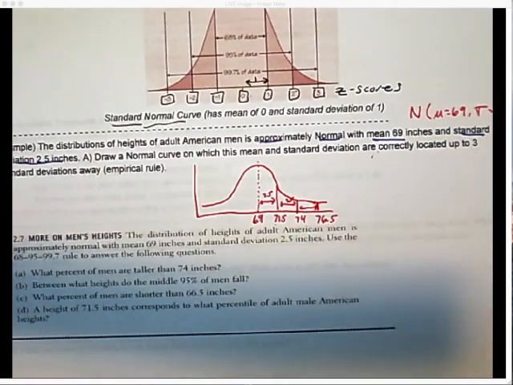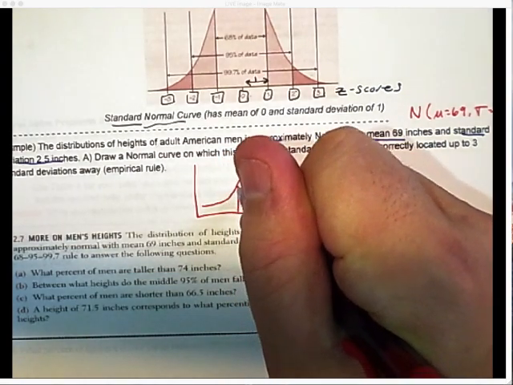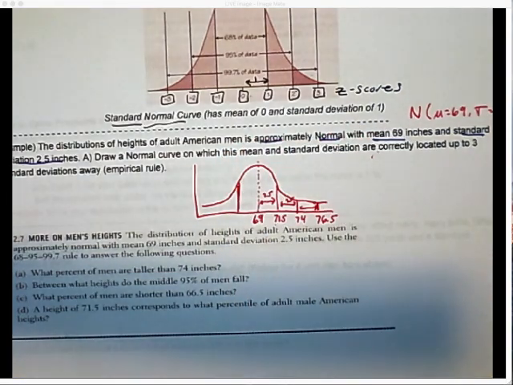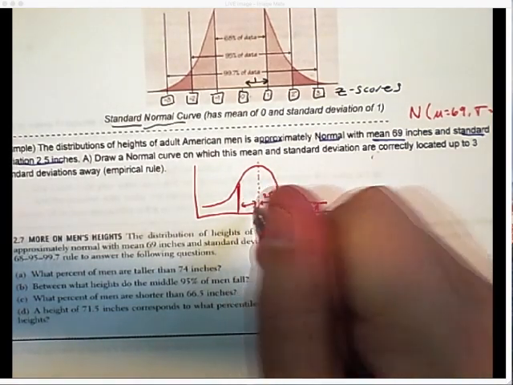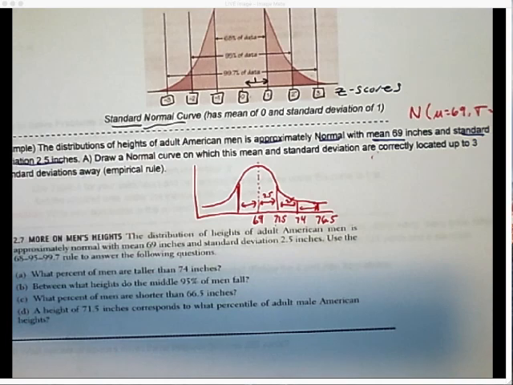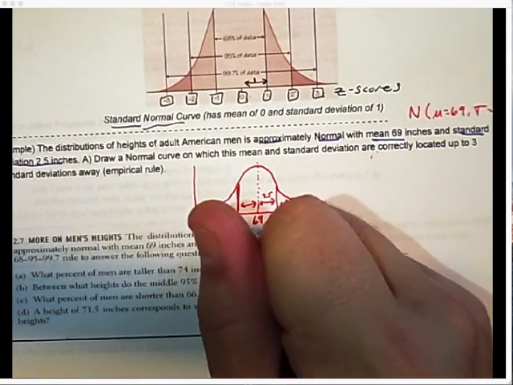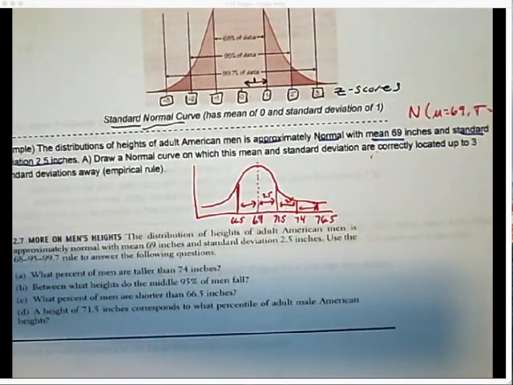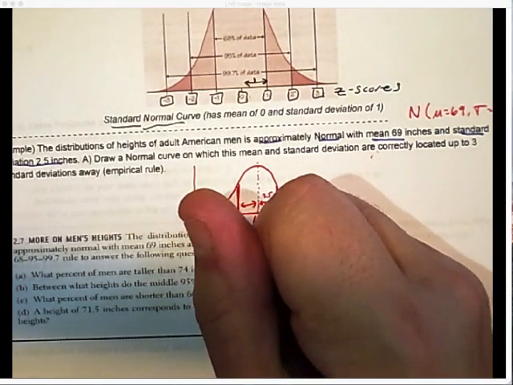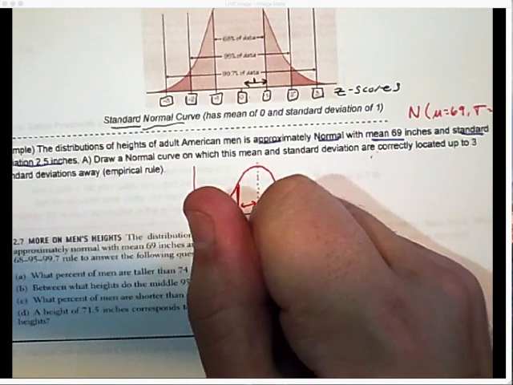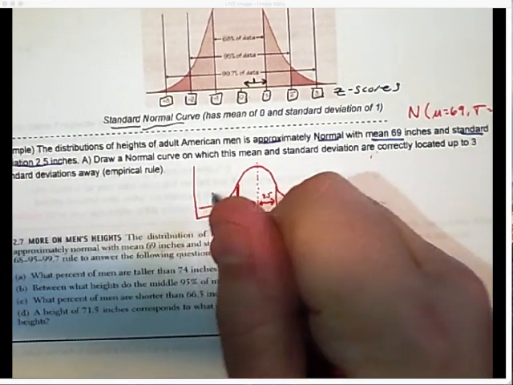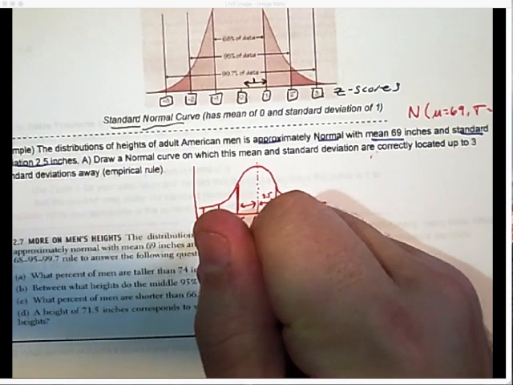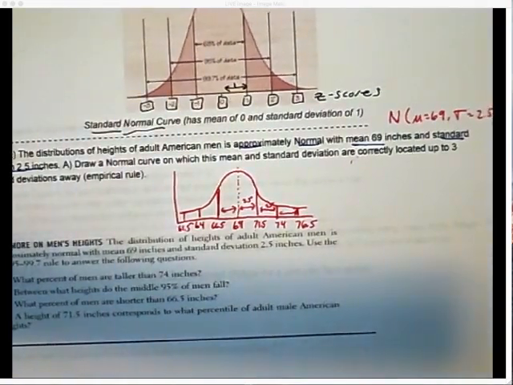Now what about on the negative side? On the left side, that's 1 standard deviation to the left. So you start at 69, but you're going to the left. That's also 2.5. 69 minus 2.5 is 66.5. All right, go 2.5 more. That would put you down to 64. Go 2.5 more the other way. That's 61.5.